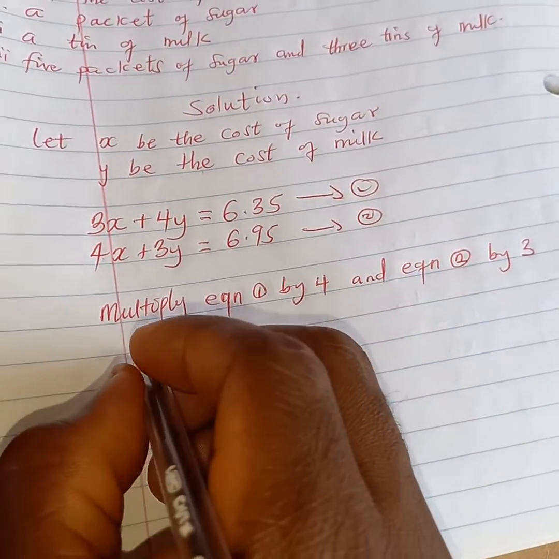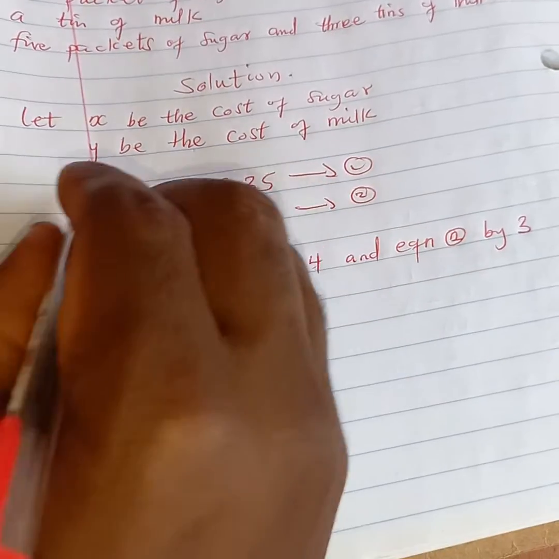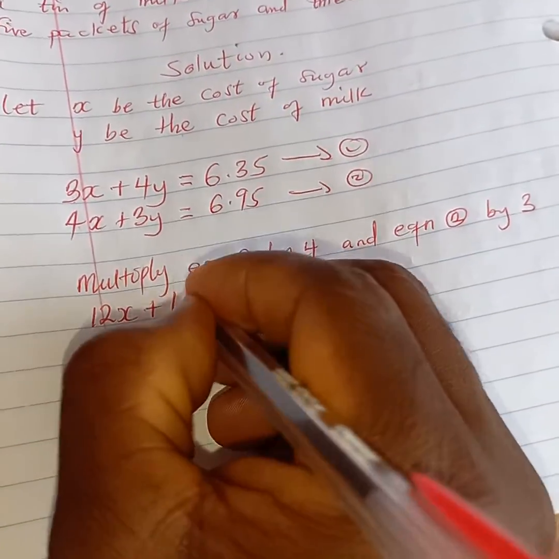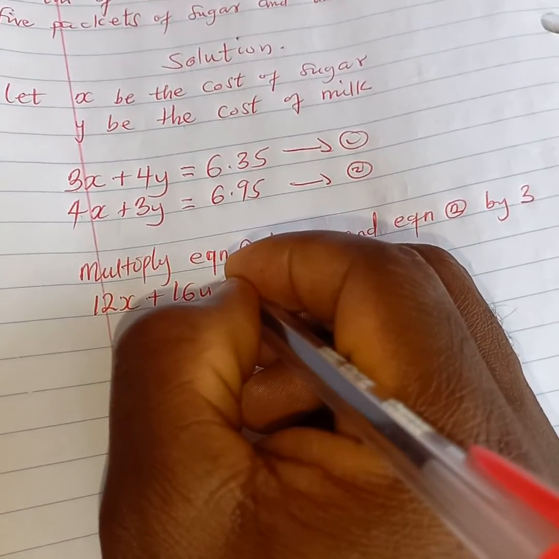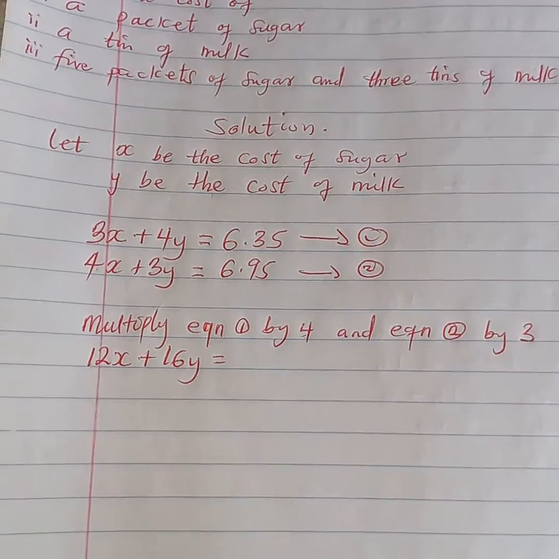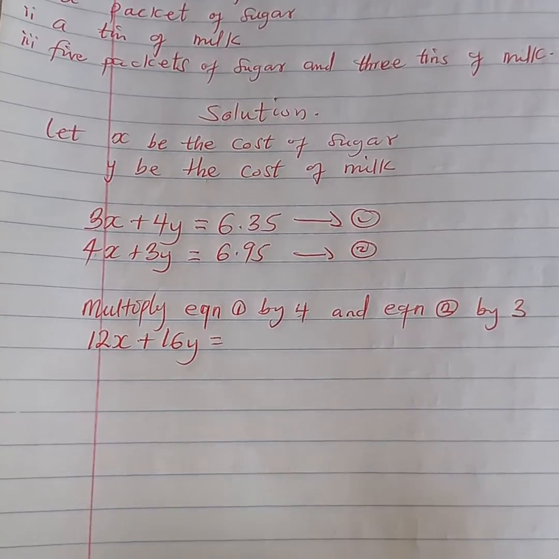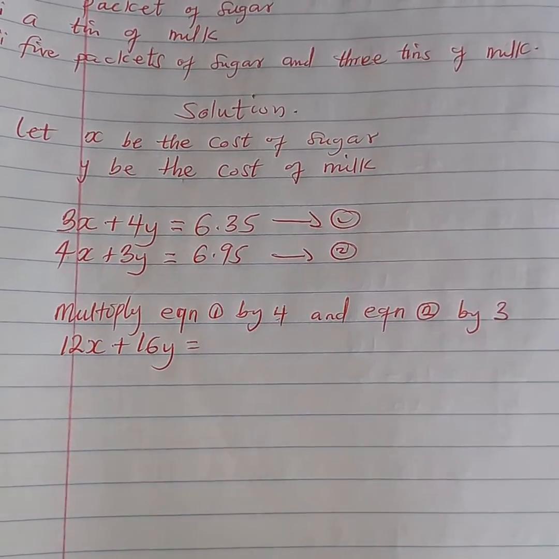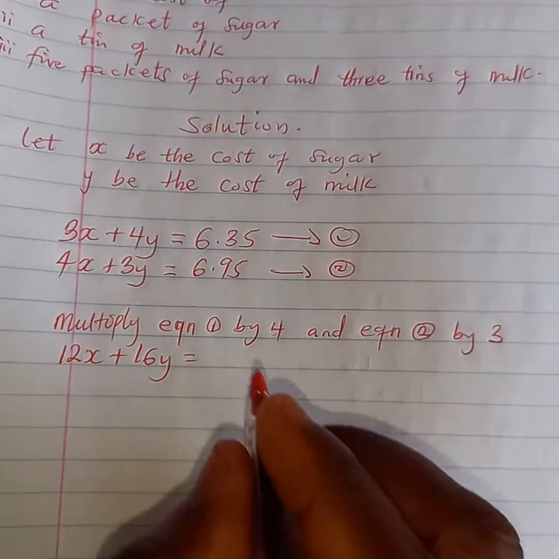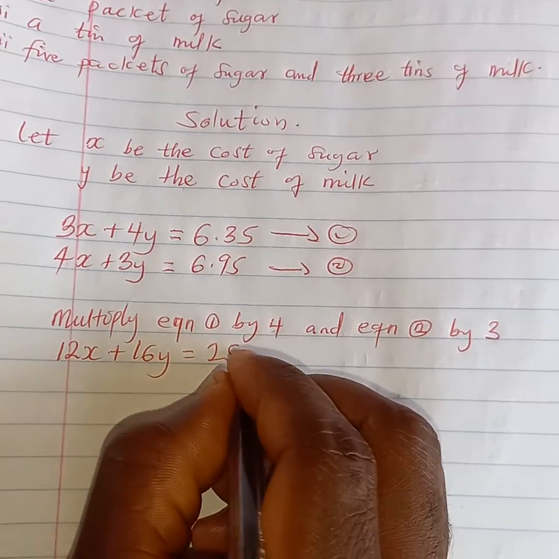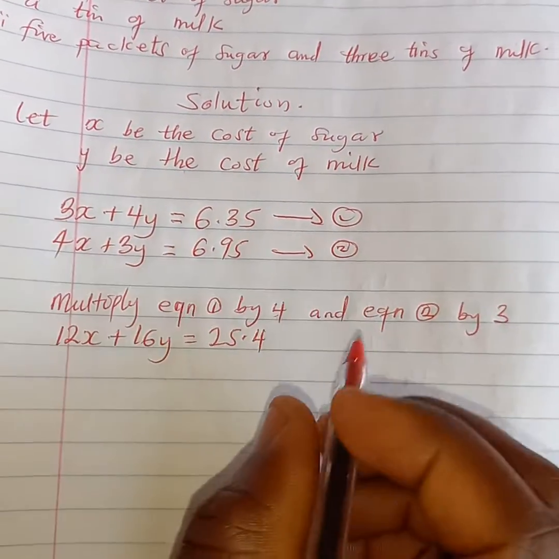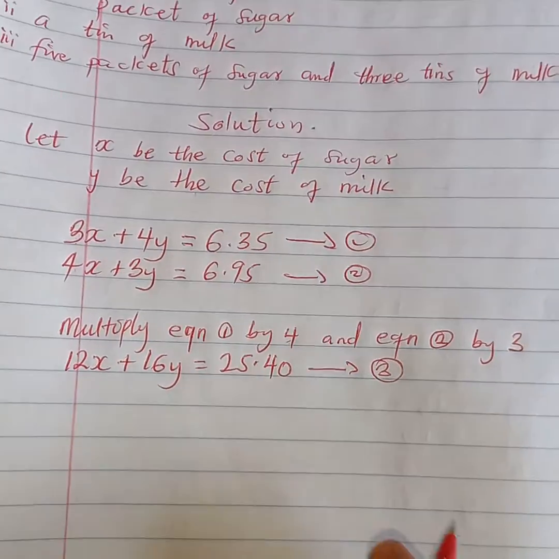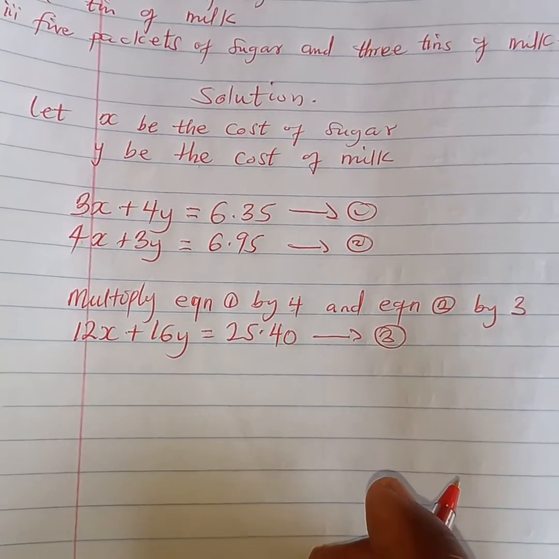So here we are going to get 4 times 3x, which is 12x, plus 4 times 4y, which is 16y, is equal to 6.35 times 4, and it is going to give us 25.4. Since it is 2 decimal places, let's add 0. Then this is going to give us equation 3. Do you get it? Equation 3.